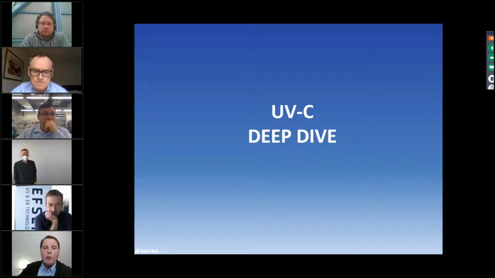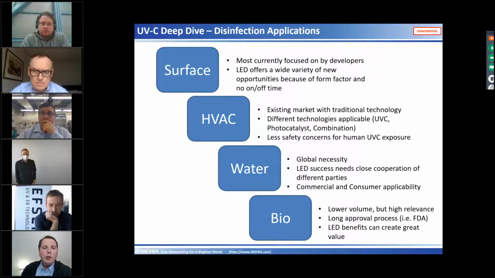But as you may ask yourself, what are the target applications that we see for the UVC LED market? It's basically spread into four parts, of which one big part is surface disinfection. We see a high number of requests these days, I think also highly referring to the pandemic we are facing at the moment. Mr. Westerhoff in his presentation also showed some nice examples of it, and LEDs, with their advantages, can bring a strong benefit there.